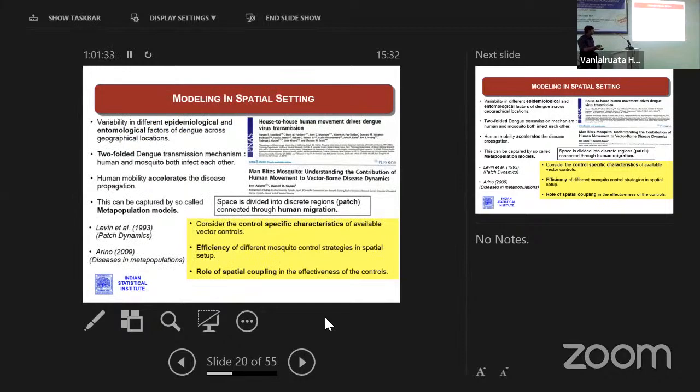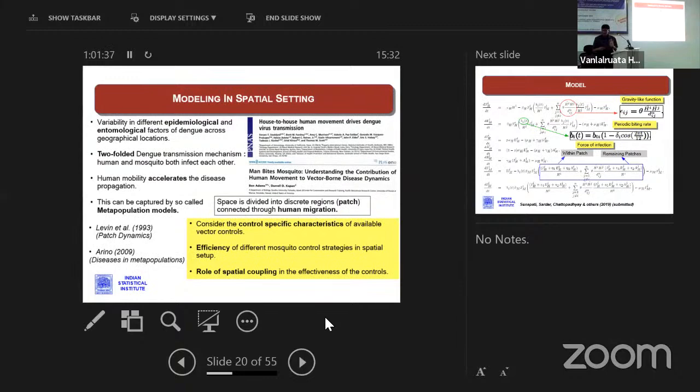Now, as I mentioned, today my second talk will be a little bit technical and difficult, but I'm trying to present it in the best way I can. So this is about the metapopulation. It is basically on a spatial level; I have not considered partial differential equations. I partition the whole region into different patches.